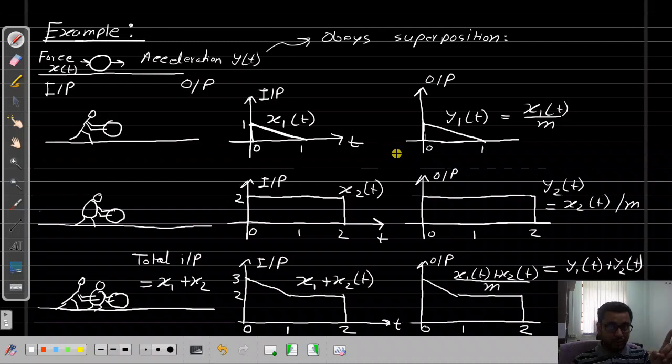However, very important point that you should do a homework. Instead of taking acceleration as the output, take speed or position as the output, and then verify that if initial position or initial velocity is not 0, then apparently this superposition principle will not hold true. That is your homework.